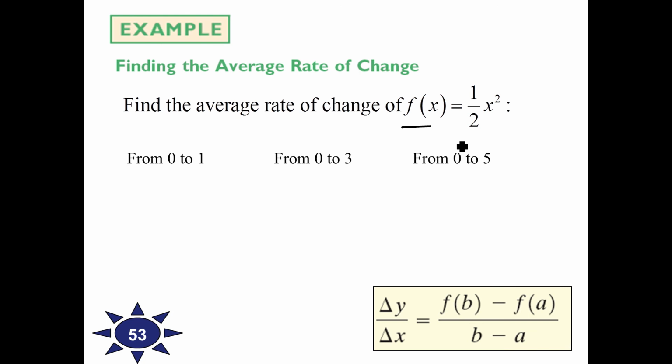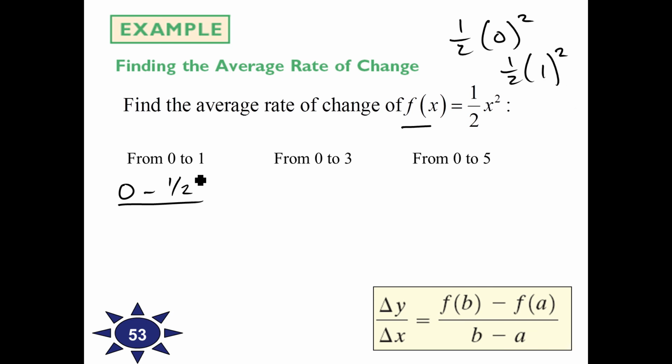All right, so 1/2 x squared, I'm going to plug in a 0. 1/2 times 0 squared obviously is just 0. So I'm going to say 0 minus, let's plug in 1. 1/2 times 1 squared, and so that's 1 squared is 1, minus a half. And so let's plug in the x values that got those, 0 minus 1. These are the y values up here, and these are the x values down here. Simplify, this is negative half over negative 1, which is 1/2. That's our average rate of change from 0 to 1.